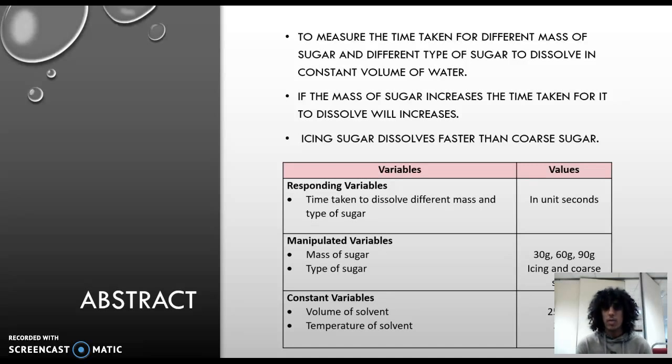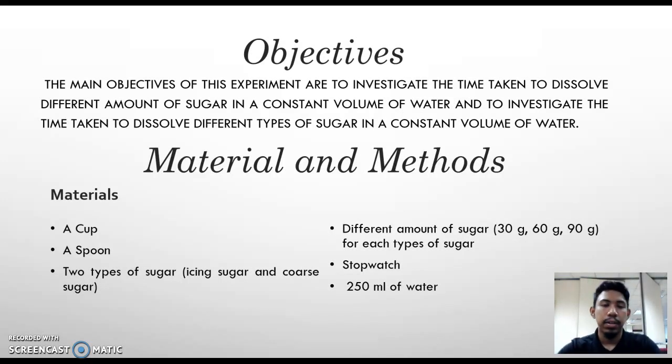For our variables, we have the responding variable, which is the time taken to dissolve different masses and types of sugar, and the value is in seconds. The manipulated variables are the mass of sugar and type of sugar, in grams. And the constant variables are the volume of solvent and the temperature of the solvent, which are 250 milliliters and 30 degrees Celsius.